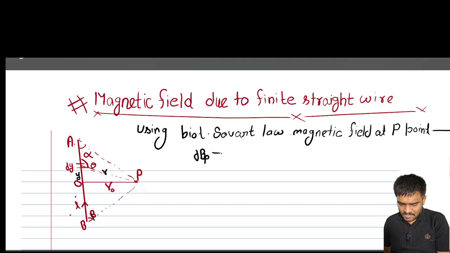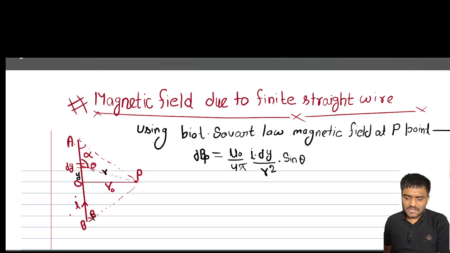So dB_P is equal to mu naught upon 4 pi, I dy upon r square, into sin theta. Okay, so this is the complete expression of magnetic field for a current carrying wire using Biot Savart law.